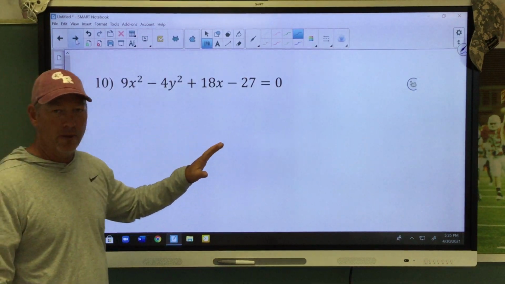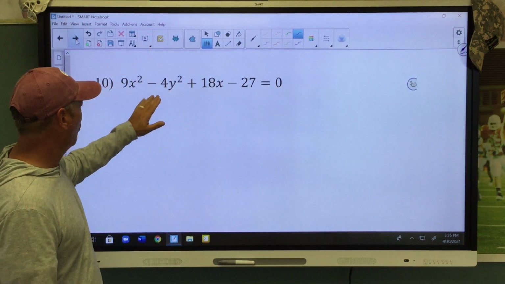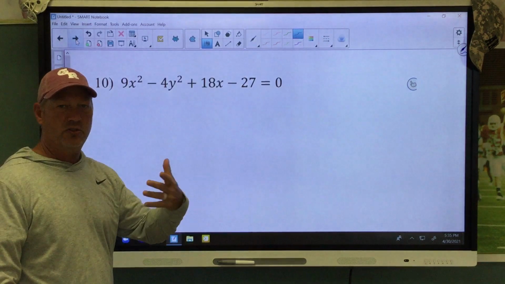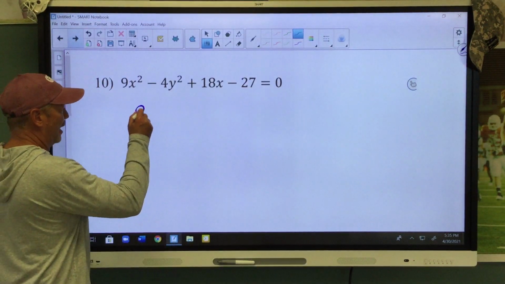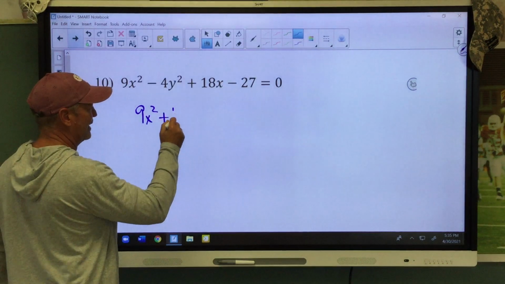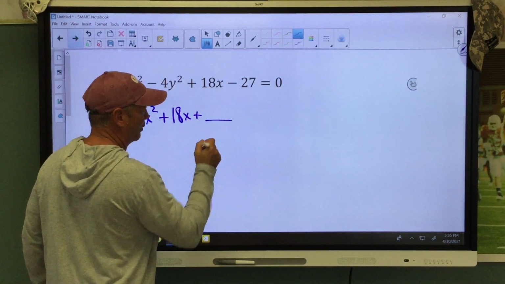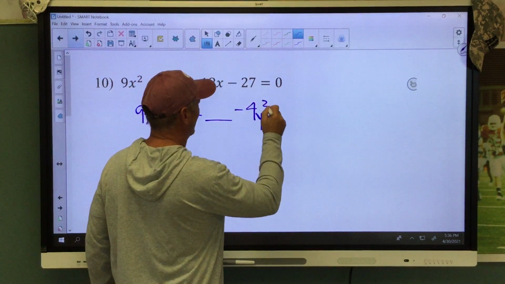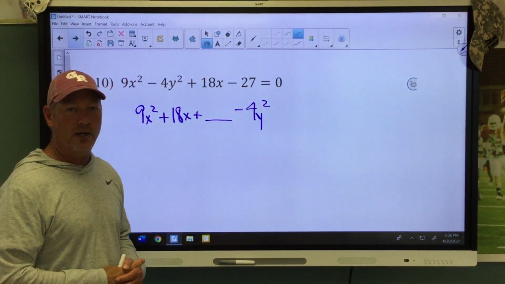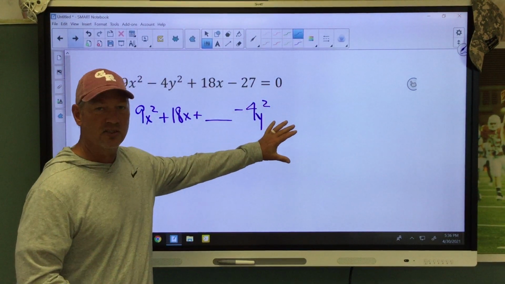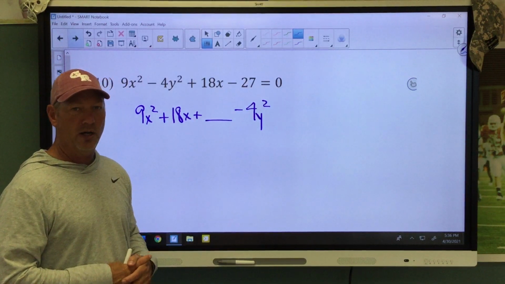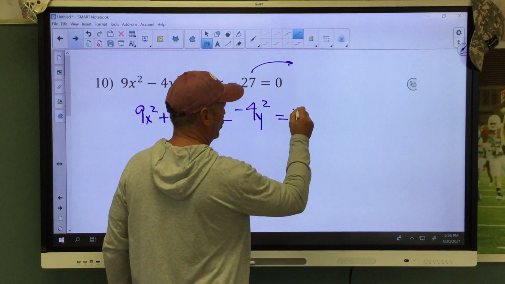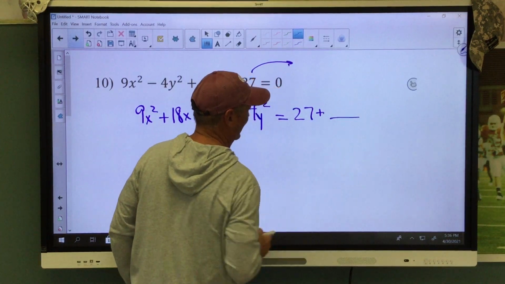All right, so what I told you to do, if you remember, I said, look at your squared terms. We want to always start with the positive. In this case, 9x squared is the positive. We're going to start with that one first. We're going to say 9x squared plus 18x plus blank. We're going to complete the square. Minus 4y squared. I don't have anything to pair with the y squared. So that means this is going to probably get us a 0. We only have to complete the square once. We're going to move the 27, so we're going to say equals 27 plus blank.